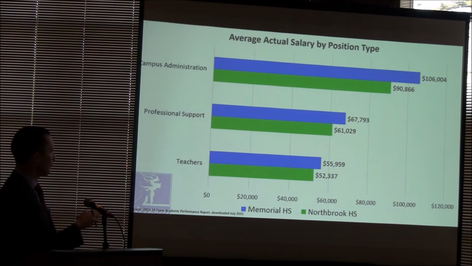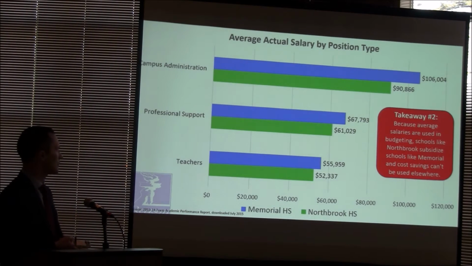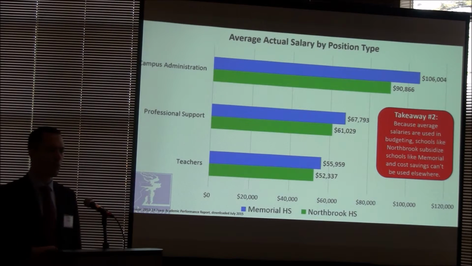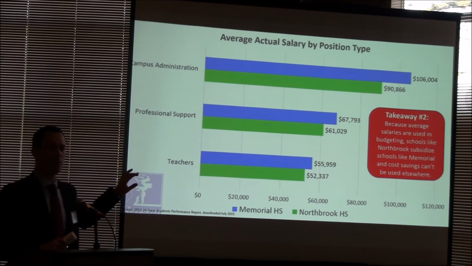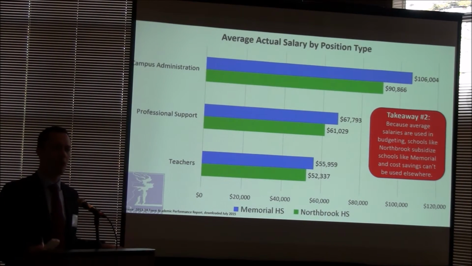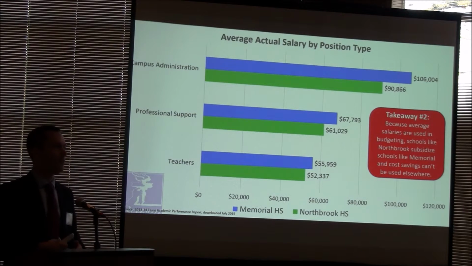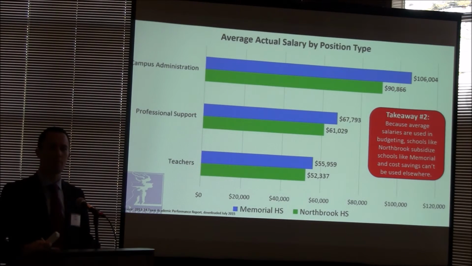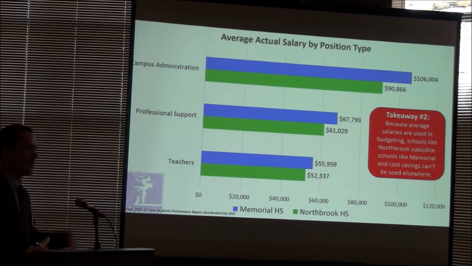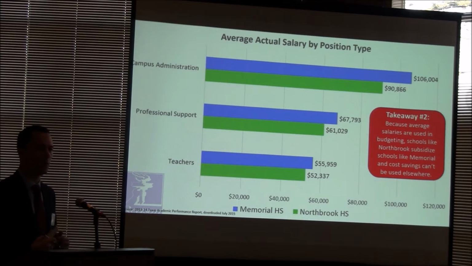And then you look at their average salaries by position types. And across every type of position, so administration, professional support, and teachers, the average salary is higher for Memorial than it is for Northbrook. Now this is not necessarily a problem per se. In and of itself, a principal might have a strategy of hiring inexperienced teachers who might be cheaper and really supporting them and putting a lot of money towards PD and support to get them up to a good level. But that's not what you're seeing here.